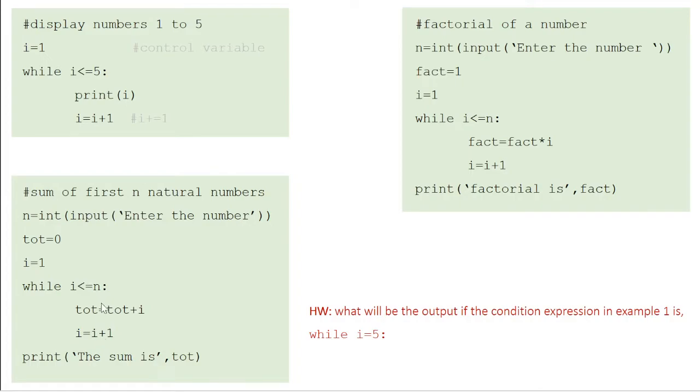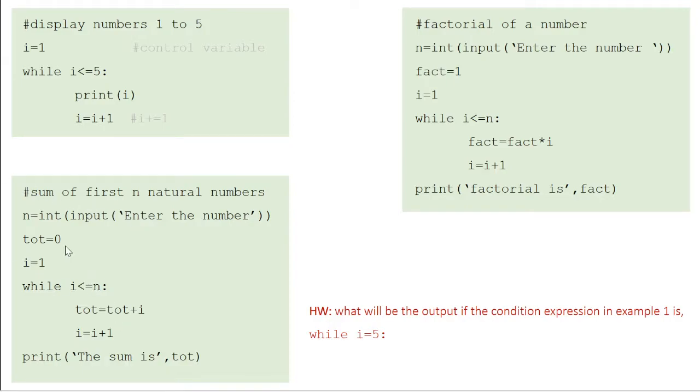So this is the body, and once you complete your loop, you want to print the final value of the sum. So outside the loop, look at the spacing here. Outside the loop, you say print the sum is tot. Now let's see what happens. Suppose n equal to 4. You want to find the sum of all natural numbers starting from 1 all the way to 4. 1 plus 2 plus 3 plus 4. This is what you want to calculate.